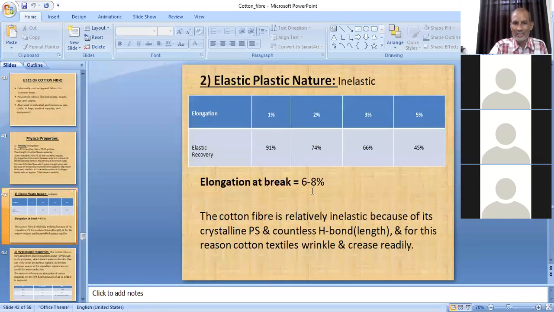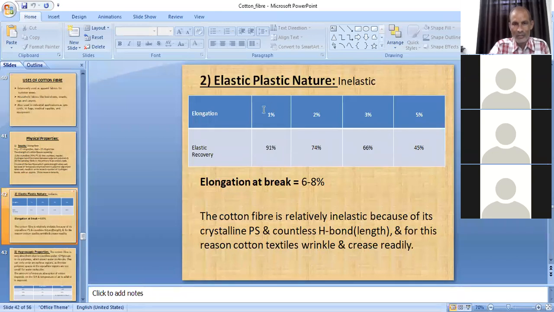Next property is elastic plastic nature or elasticity. And as here mentioned, it is put in the category of inelastic fibers. So as far as elasticity is concerned, cotton is not having good elastic. It is not considered as a good elastic fiber. It put in the category of inelastic fibers. And here you can see the data also. When the elongation is 1%, elastic recovery is 91%.